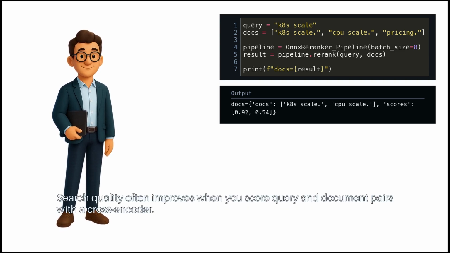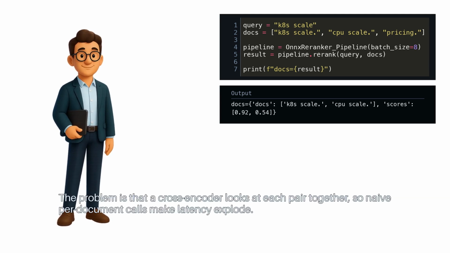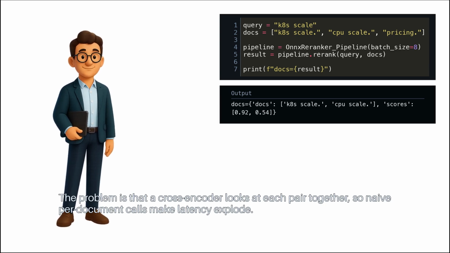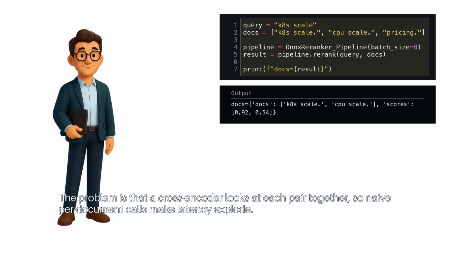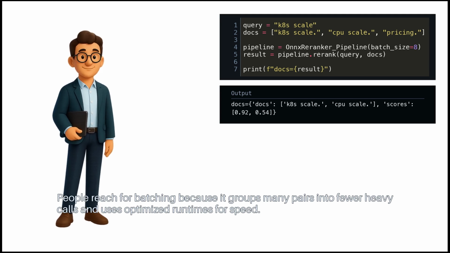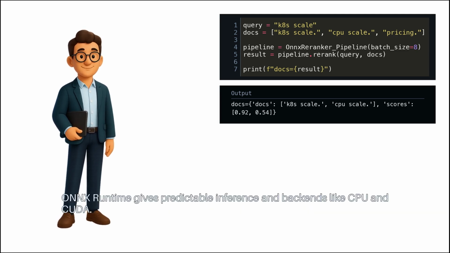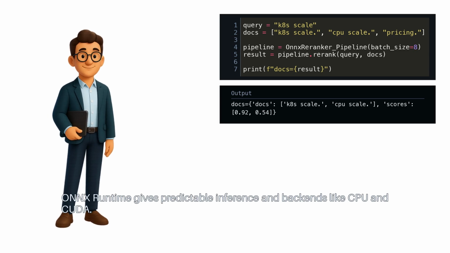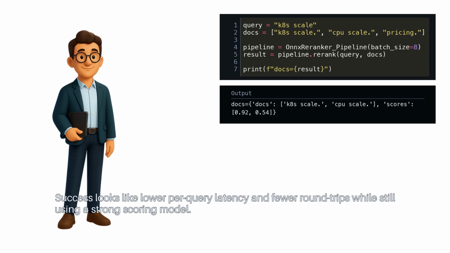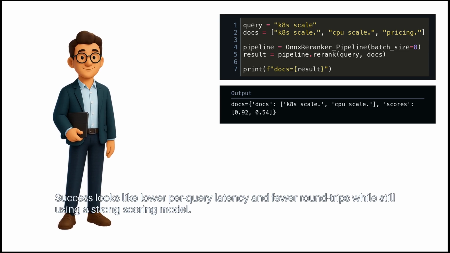Search quality often improves when you score query and document pairs with a cross-encoder. The problem is that a cross-encoder looks at each pair together, so naive per-document calls make latency explode. People reach for batching because it groups many pairs into fewer heavy calls and uses optimized runtimes for speed. FastAPI gives you a clean HTTP surface. ONNX Runtime gives predictable inference and backends like CPU and CUDA. Success looks like lower per-query latency and fewer round trips while still using a strong scoring model.